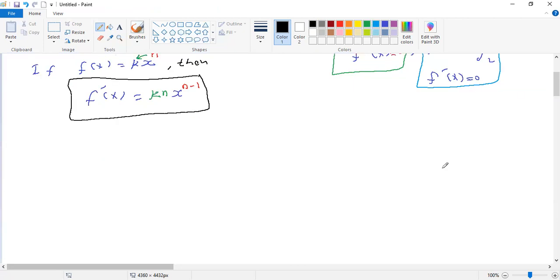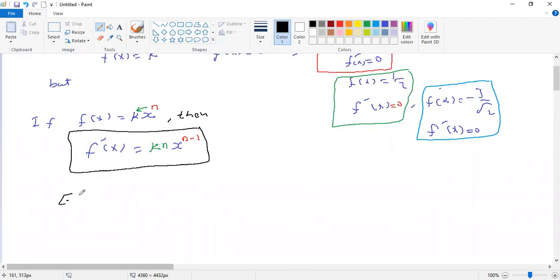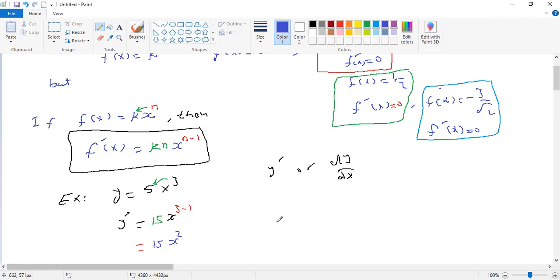Example: if y equals 5x cubed, what is y prime, the derivative? Whether you write y prime or dy dx, meaning the change of y with respect to x, it's up to you. According to the rule, n is 3 and k is 5, so n times k is 15, and x to the power n minus 1, which is 3 minus 1, which is 2. So the answer is 15x squared.